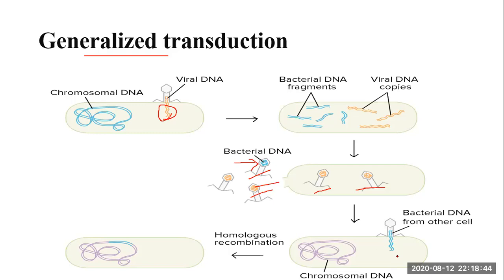it injects into the bacterial cell, and now there is a bacterial DNA and it is also a bacterial DNA. So what happens, these two DNAs will be attached together and produce homologous recombination, new varieties of bacteria or bacterial DNA. This is what happens in the general transduction process.